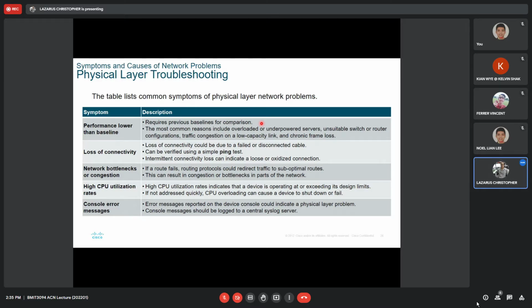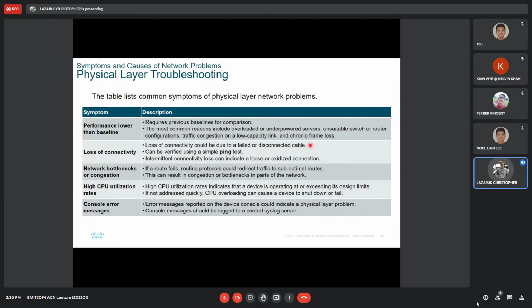Loss of connectivity, maybe it's a failed or disconnected cable. A lot of times it's physical. Someone kicked it and it disconnected, or the RJ45 connector is loose and somehow it's pulled, and then the pin doesn't connect to the wire anymore. Then you also will have loss of connectivity.